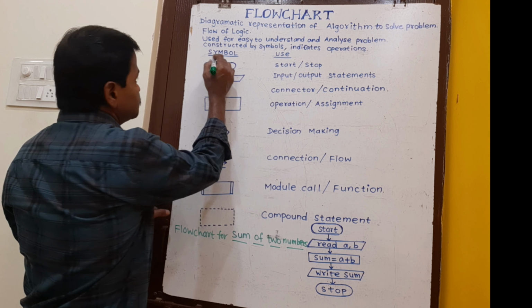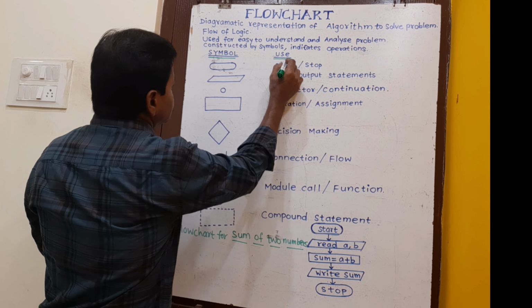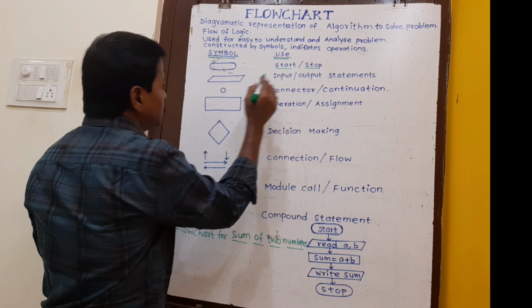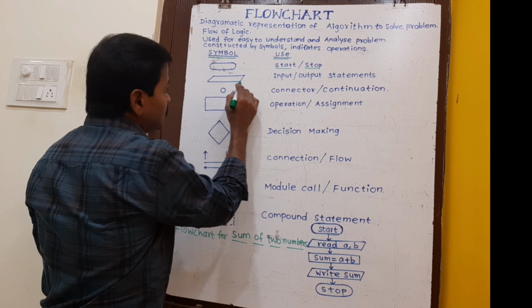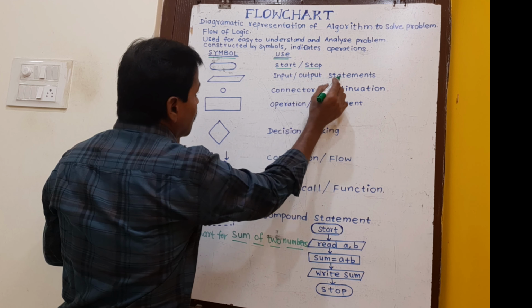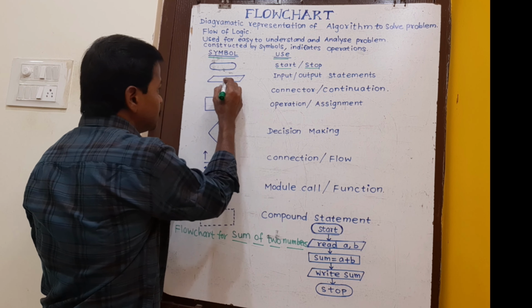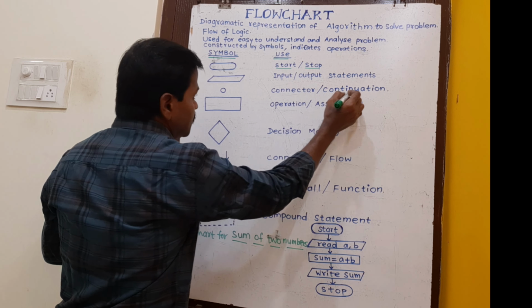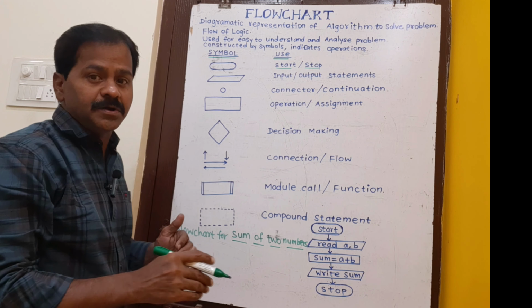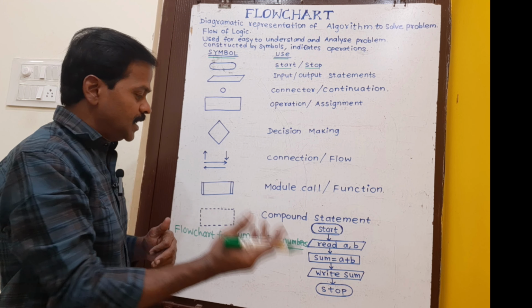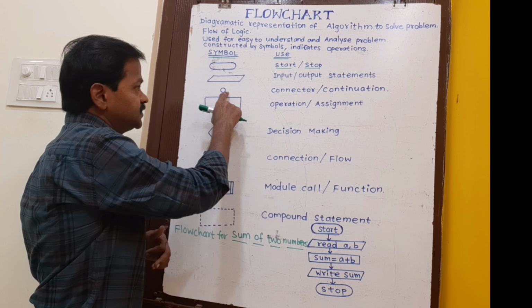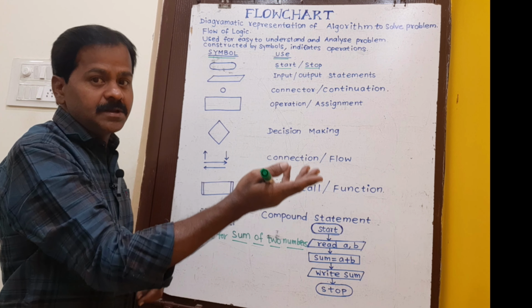You see here, this is the symbol, and this is its use. This symbol is for start or stop. This parallelogram is for input and output operations. Input and output statements we write in this parallelogram. The circle is used for a connector or continuation. If I want to continue my flowchart on another page, at the end of that page I will use this connector. This represents continuation on the next page.